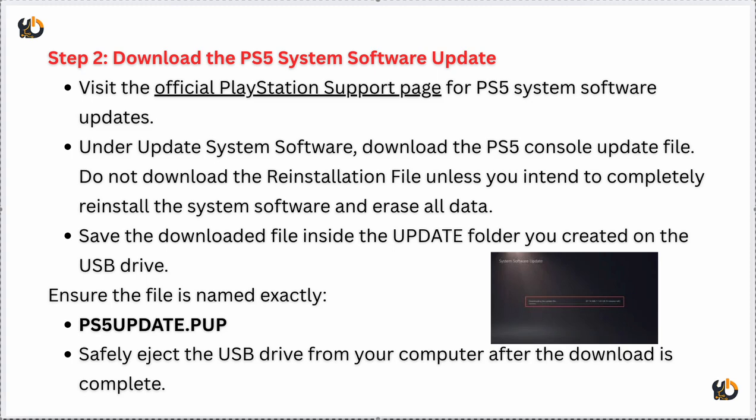Now save the downloaded file inside the update folder you created on the USB drive. Ensure the file is named exactly PS5UPDATE.PUP, all in uppercase. Then safely eject the USB drive from your computer after the download is complete.